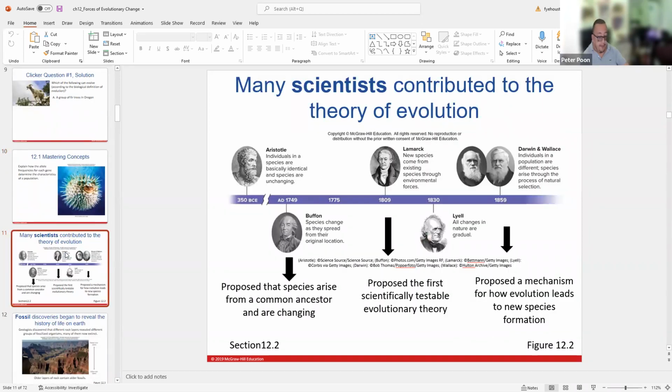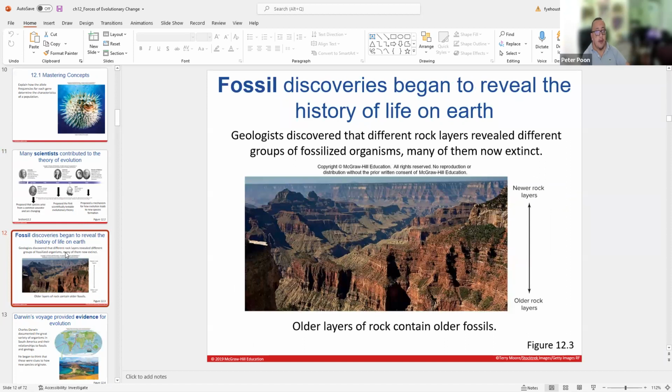Many scientists contributed to the theory of evolution, even though we give all the credit to Darwin. There's actually a bunch of people who proposed different things. And what Darwin actually proposed was a mechanism for how new species evolve, not anything else.